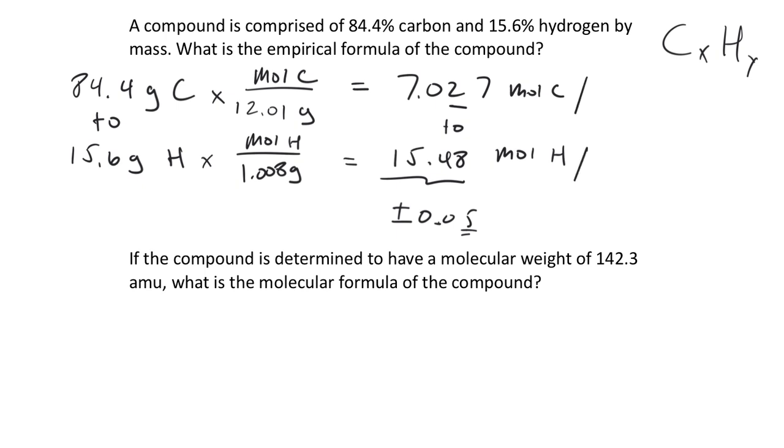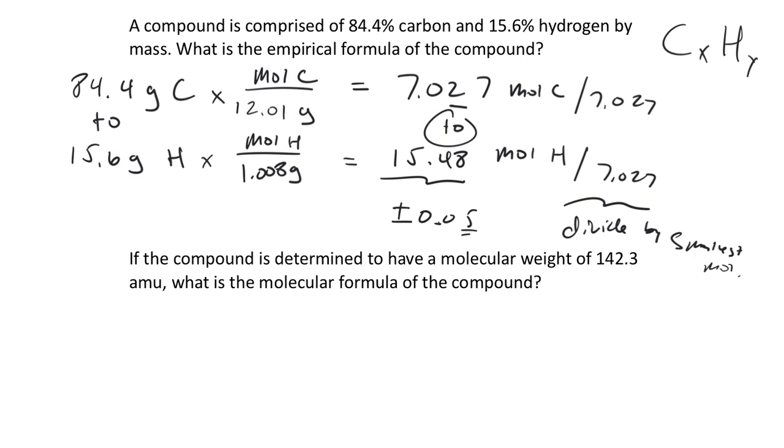Since we don't see whole numbers here, and most of the time you won't at this step, let's divide by the smallest number of moles. Now, we have to divide them both by the same number, otherwise we break the ratio. I can't divide one by 7 and the other by 15. I have to divide them both by the same number to keep that ratio intact. So of course I'm going to get 1.00 moles of carbon.